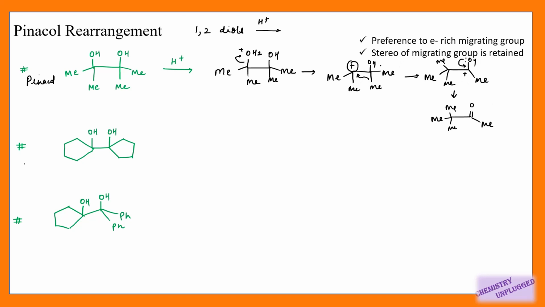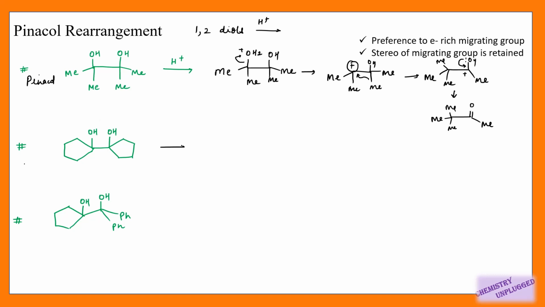In this case we have two methyl groups, so any one of them can migrate, but if we have different types of alkyl groups attached, then preference will be given to the electron rich migrating group, because we want to stabilize this positive charge. Then the stereo of the migrating group is retained, meaning if it is attached above the plane, then after migration it will remain above the plane, its stereo will remain as such. We will take such examples in later cases.